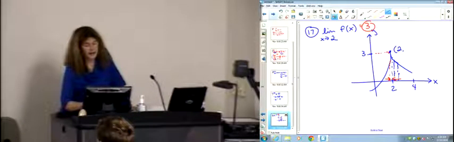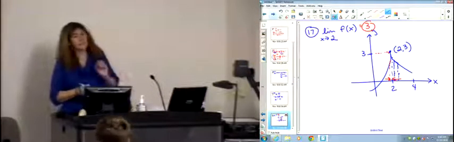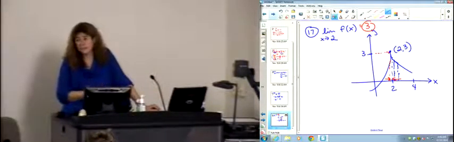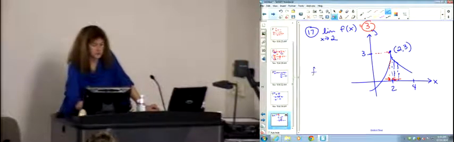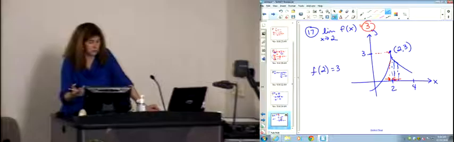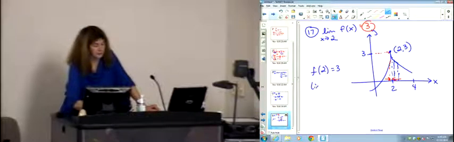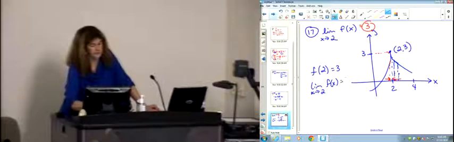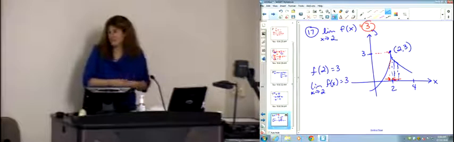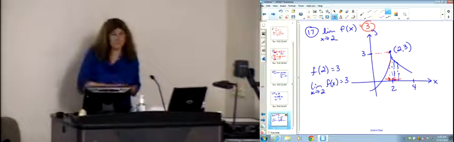Now, when you have a continuous function, where you don't have to lift your pencil, then your function value would be the same as your limit value. They're going to be the same. In other words, f of 2 here is equal to 3. The function evaluated at 2 is 3 because that's where the point is at 2, 3. But also the limit as x approaches 2 is 3, because we didn't lift our pencil when we drew. That's that generalized definition of continuous.